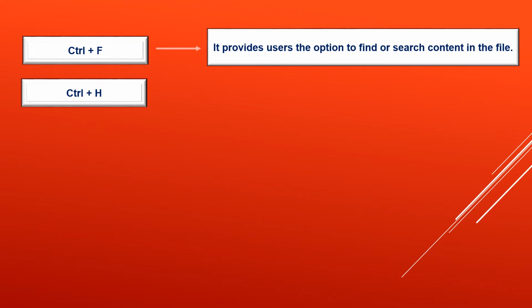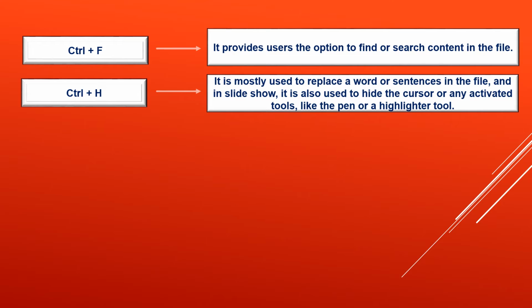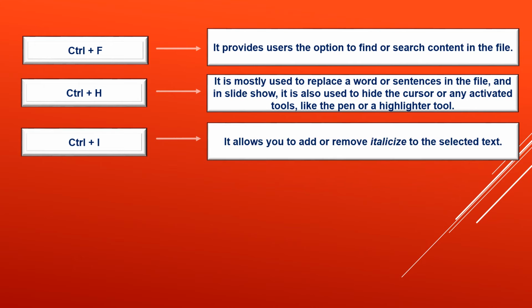Now Ctrl plus H. It is mostly used to replace a word or sentence in the file, and in slideshow it is also used to hide the cursor or any activated tools like the pen or highlighter tool. Ctrl plus I. It allows you to add or remove italics to the selected text.